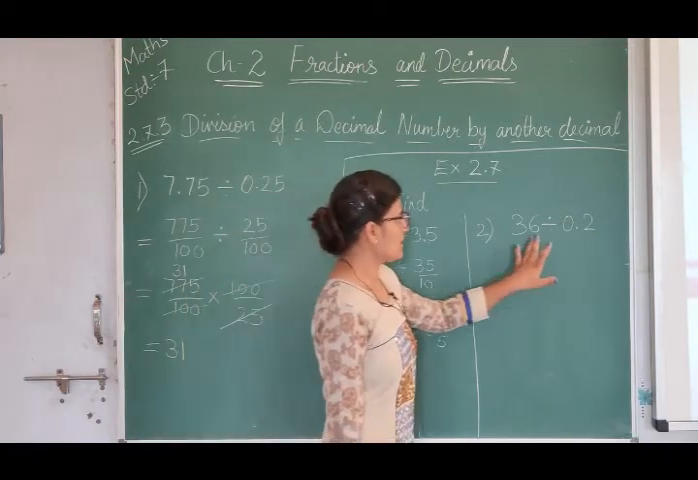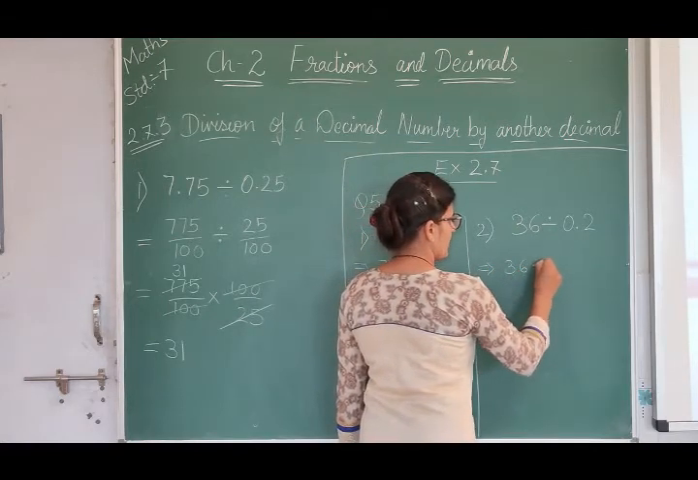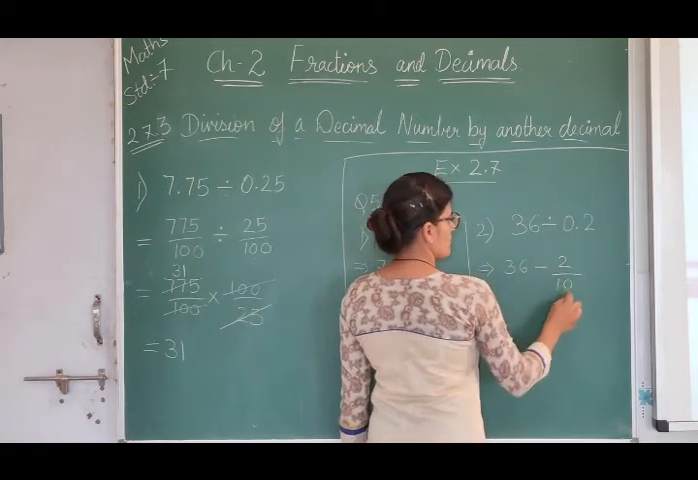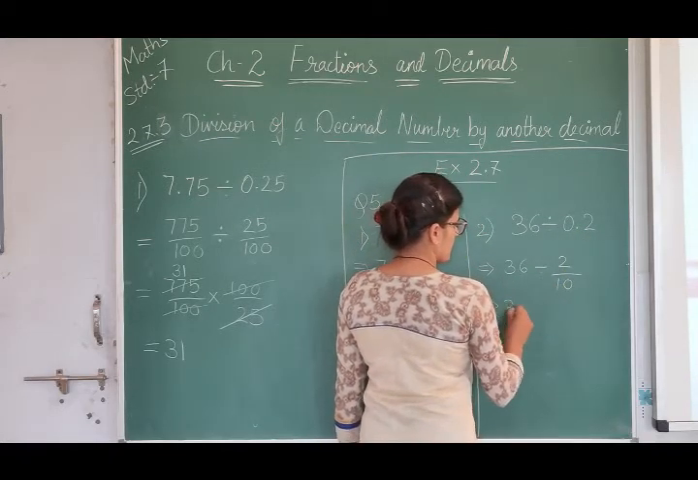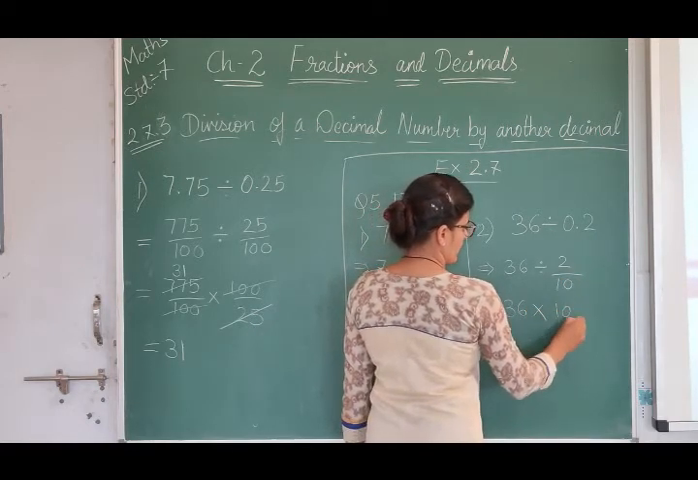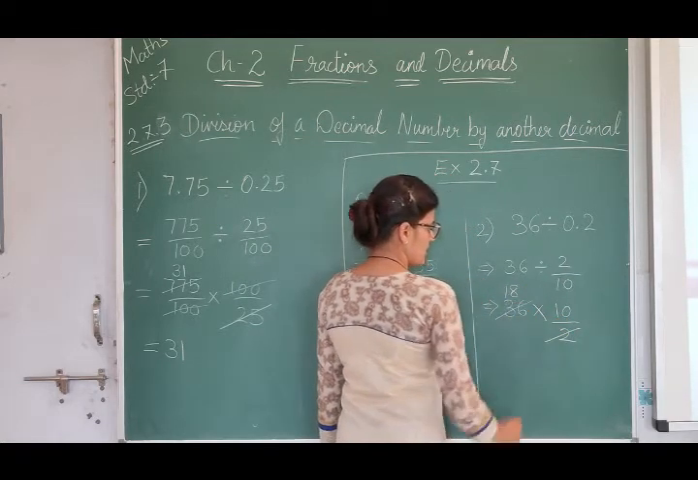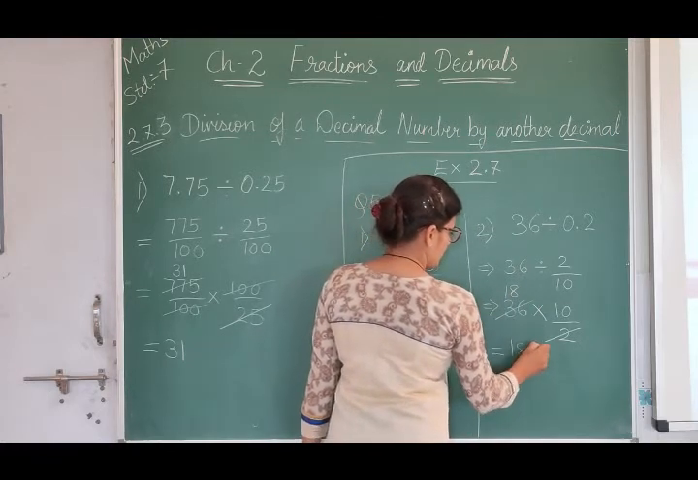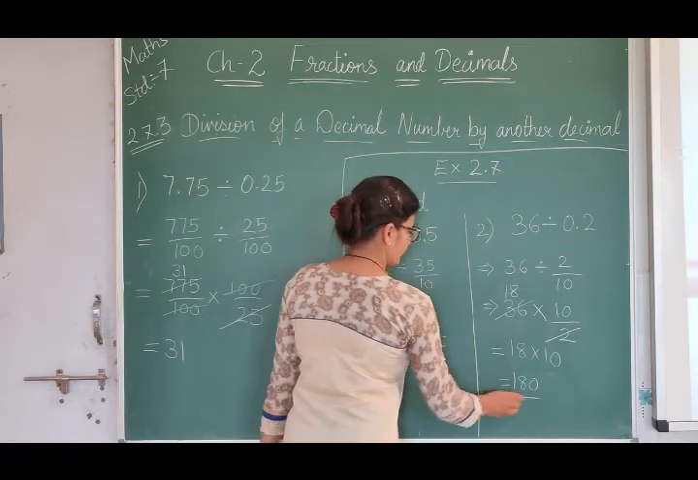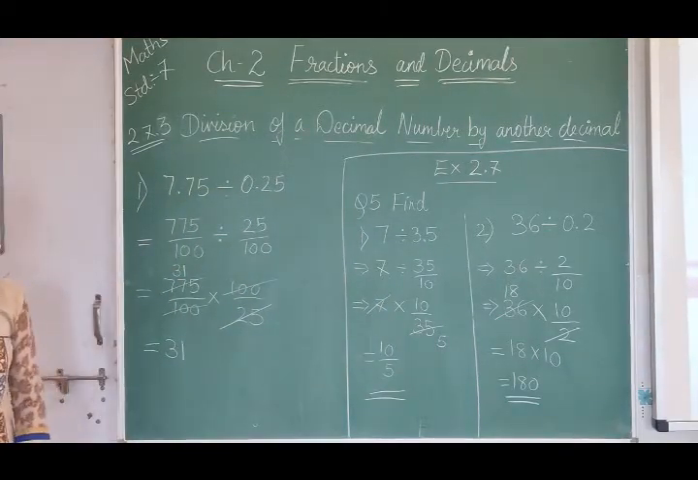Now the second one is 36 divided by 0.2. So we can write it as 36 divided by 2 by 10, because after the point there is 1 digit, so 10. So it will be equal to 36, the division sign will be converted to multiplication, and the reciprocal of 2 by 10 is 10 by 2. So 2 18s are 36. So the answer will be 18 multiplied by 10. The required answer is 180. So this way you have to find out the other answers given in the textbook.